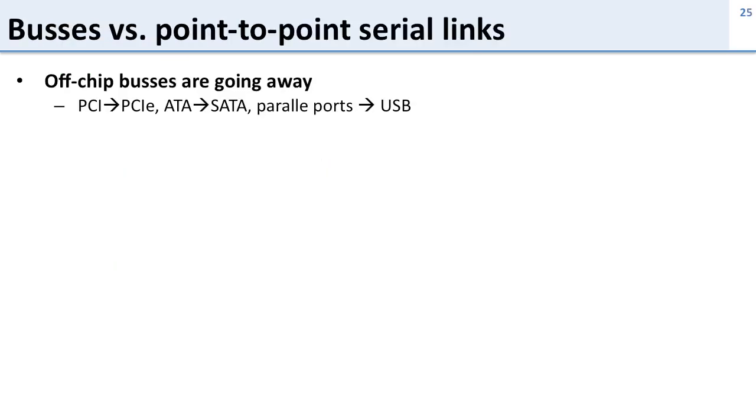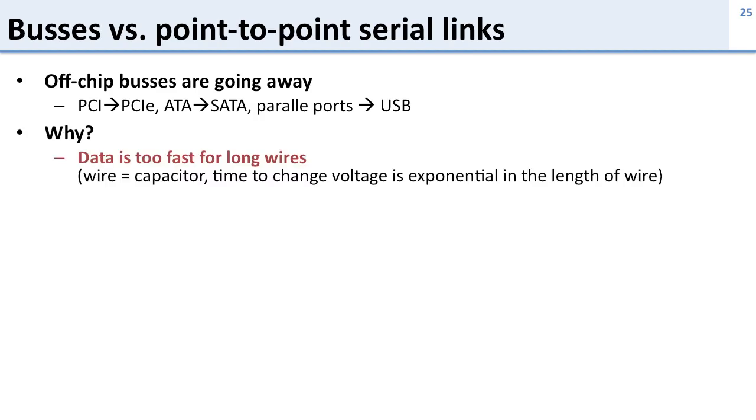So, to sum up buses versus point-to-point serial links. Off-chip buses are going away because they're too slow. You've seen PCI go to PCIe, ATA go to serial ATA, etc. Why are they doing this? Well, data is too fast for long wires. The wire has capacitance, and because it has capacitance, it takes a long time to change the voltage. The longer the wire, the greater the capacitance, the longer it takes to change.